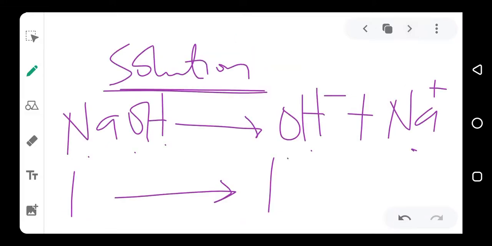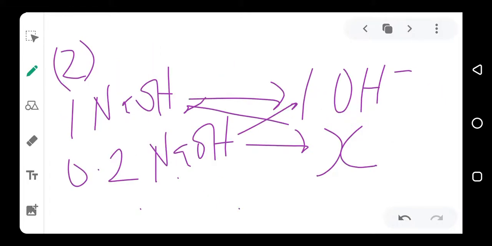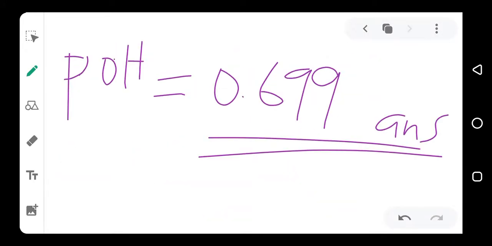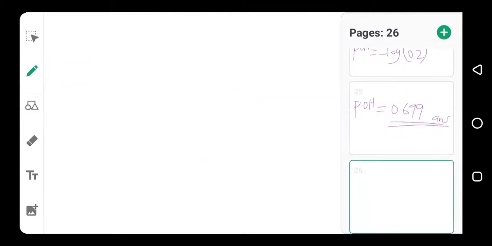So it simply means that if one sodium hydroxide produces one hydroxyl ion, then 0.2 mole produces 0.2 hydroxyl ion, and then this 0.2 hydroxyl ion gives us a pOH of 0.699. So we have calculated the pOH as this, the final answer. Now we can go on to solve another example.